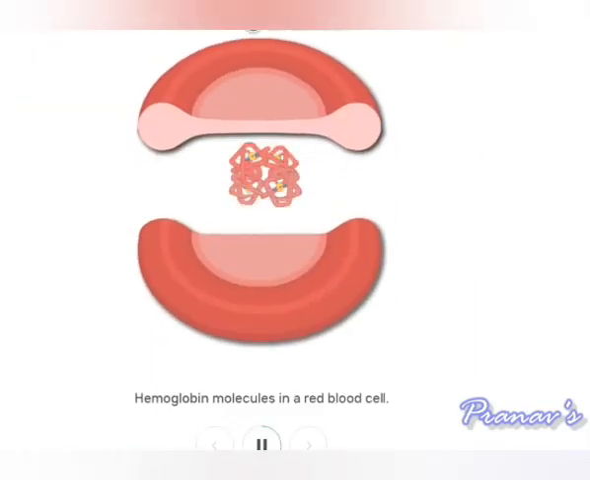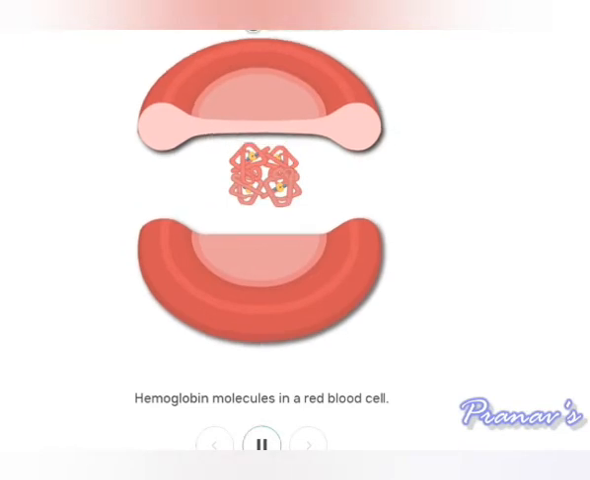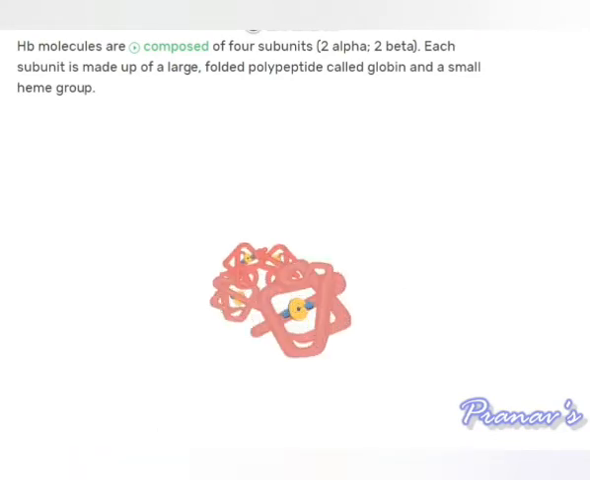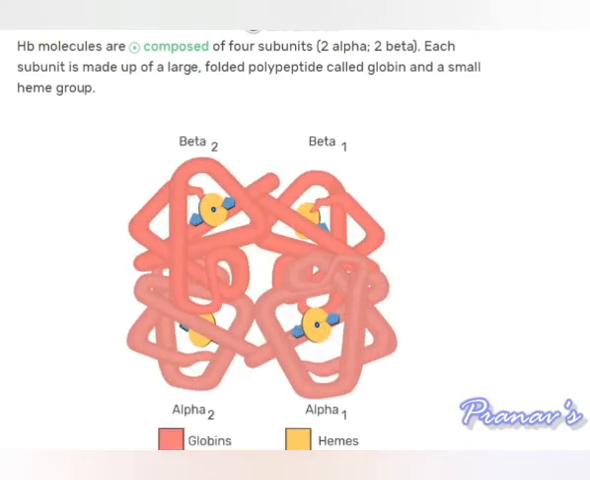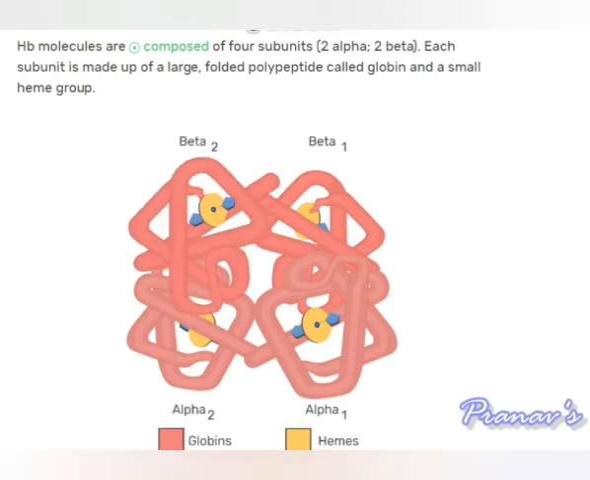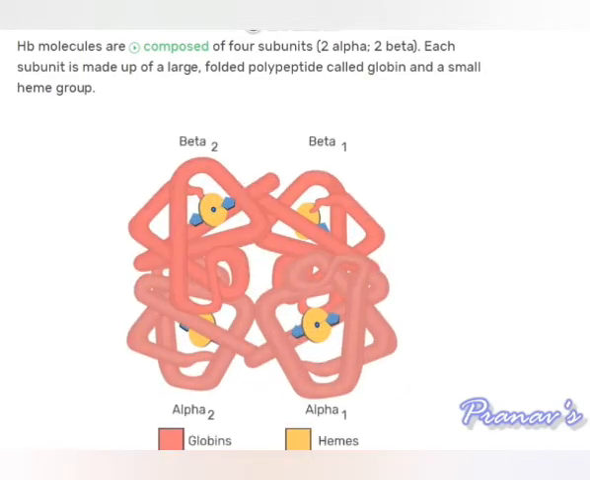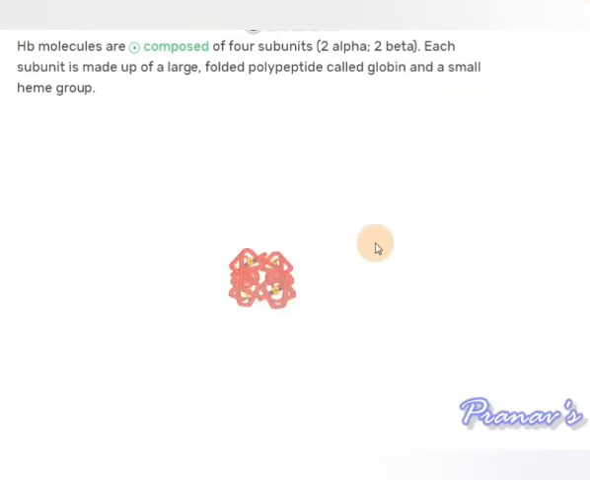Here is an animation of a hemoglobin molecule inside an erythrocyte or red blood cell. There are 4 subunits of hemoglobin molecules. Each subunit is made up of a large folded polypeptide called globin and a small heme group. You can see the heme group and the globin. The yellow colored part is the heme and the brick red colored part is the globin.